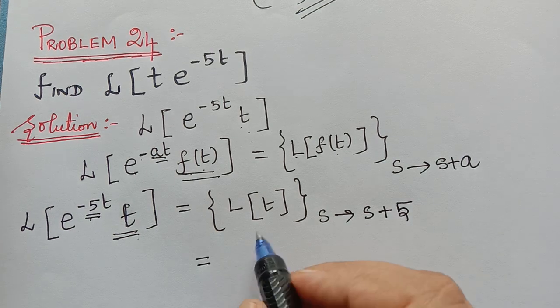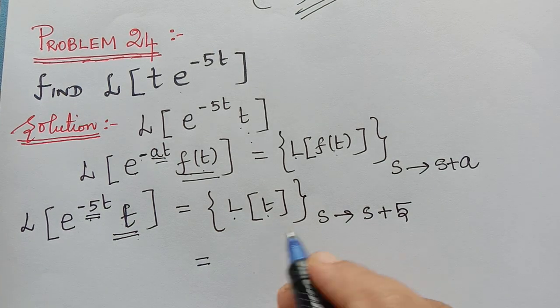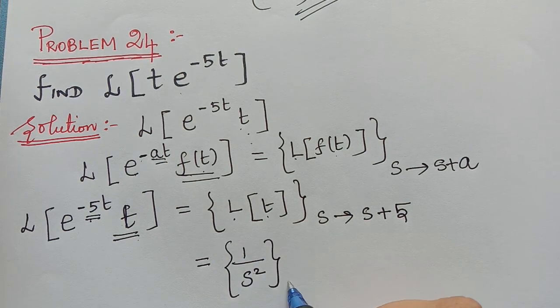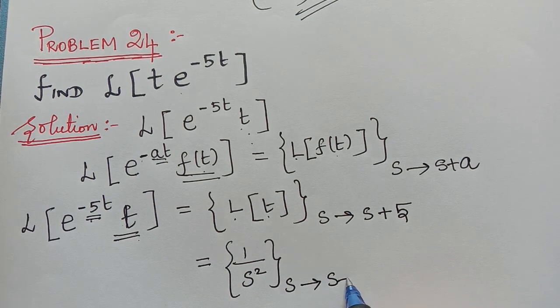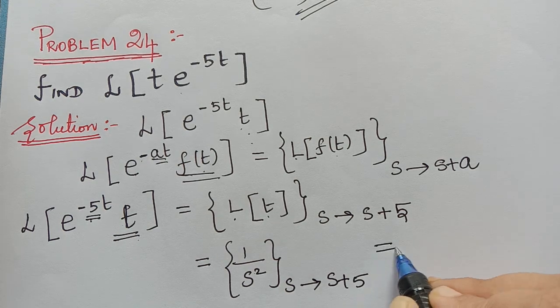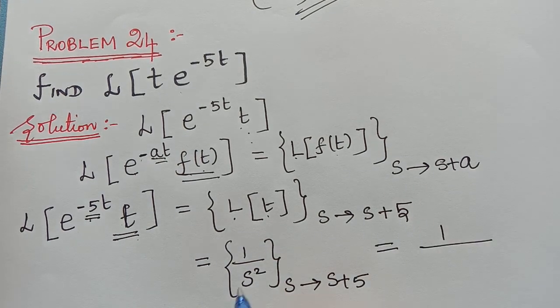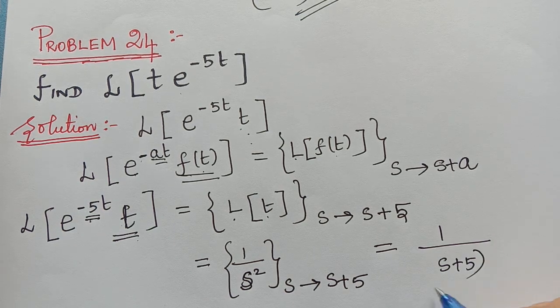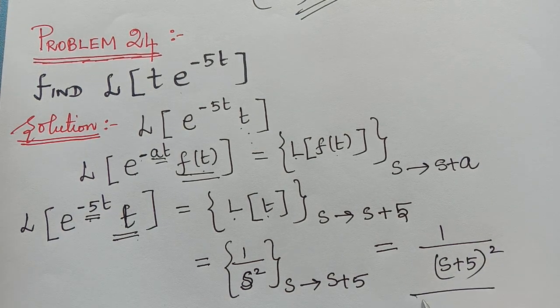And so this will be equal to, what is Laplace transform of t? It is 1 by s square. And in this solution we have to replace s by s plus 5. And so therefore the final answer will be 1 by, so instead of s we have to write it as s plus 5 the whole square. So this is the solution.